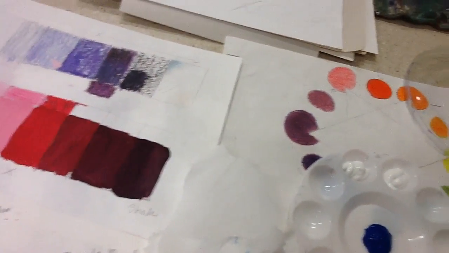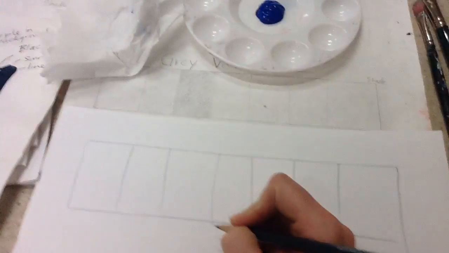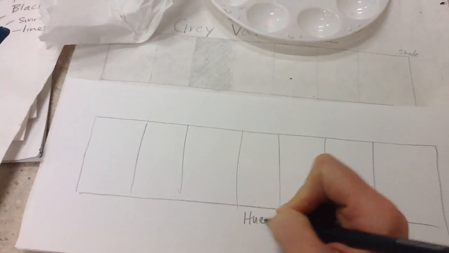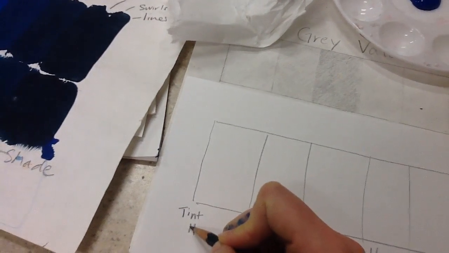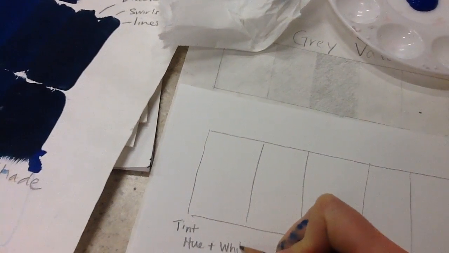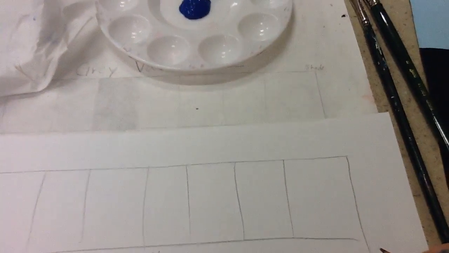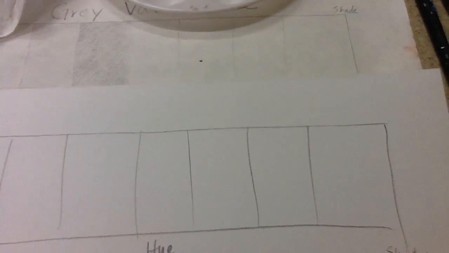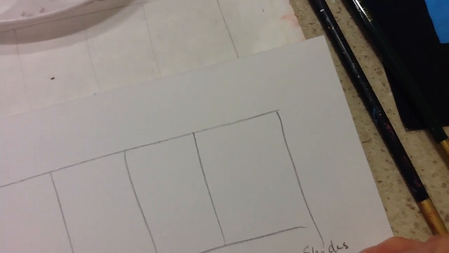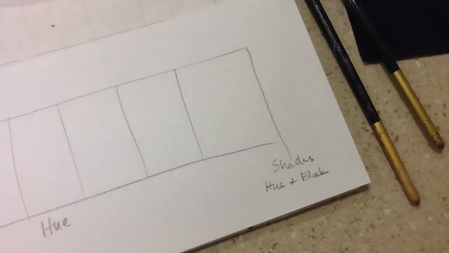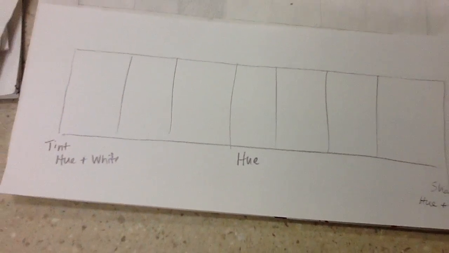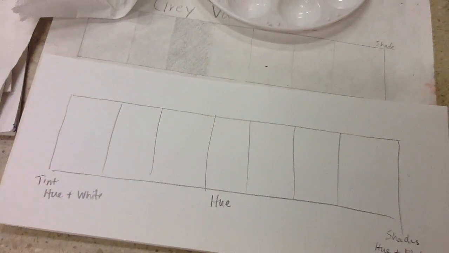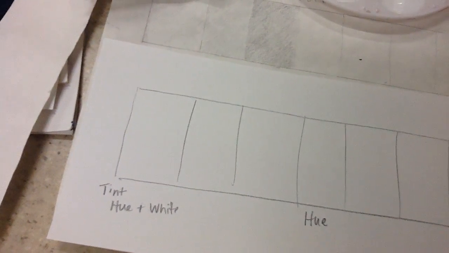Okay? So the first thing that we do is we are going to label. And this one is called the hue. These are called the tints. And you're going to use the hue plus white. And these are called the shades. And you're going to use the hue plus black. Okay? So make sure you label your paper. Okay? And so it is really important that you and your partner do the same values together. So we start with the hue, okay?